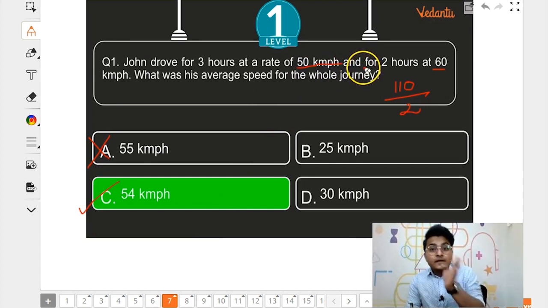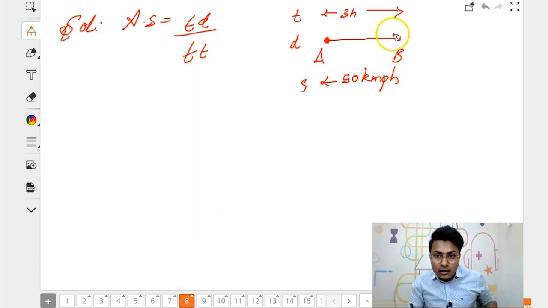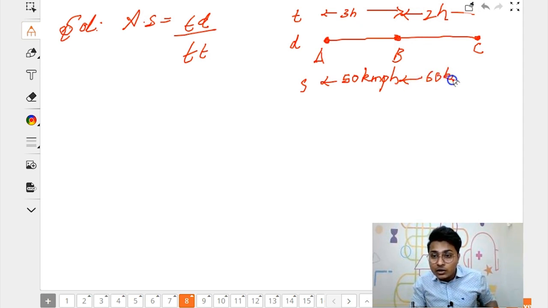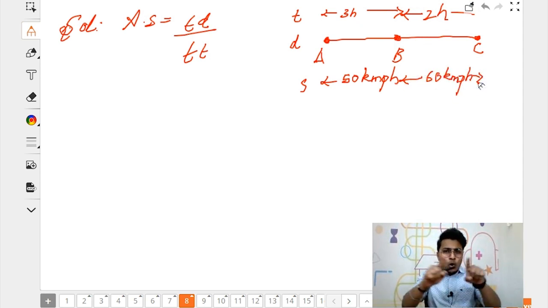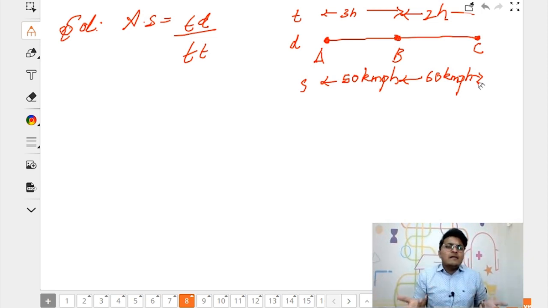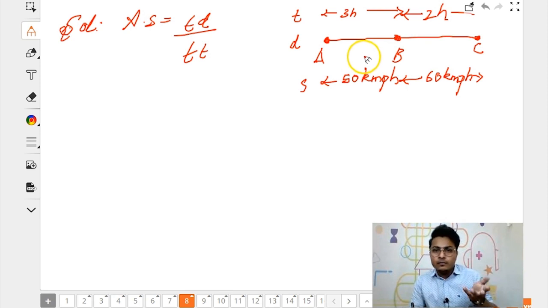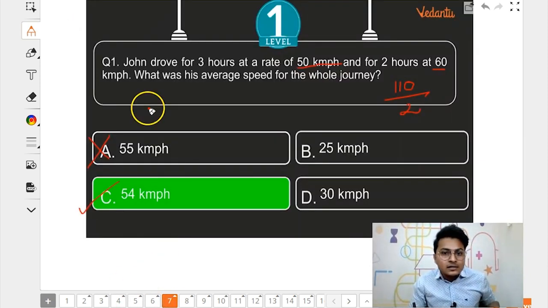It states, after that, for 2 hours, he drove at 60 kmph. So that means Mr. John drove till point C for 2 hours, and he was driving this entire stretch at a speed of 60 kmph. They are asking us to find out his average speed over the entire journey. Because you can see he was moving at 50 first, then 60. So they are asking for the average speed of the entire trip. We don't know the distance covered by him in any way.